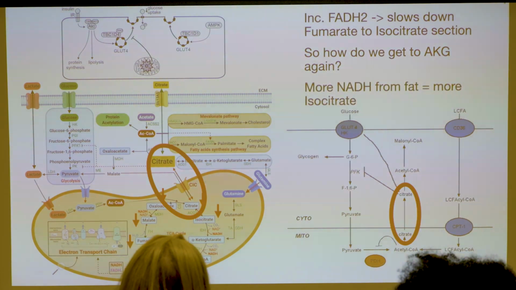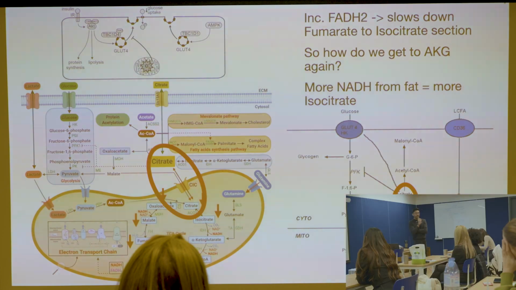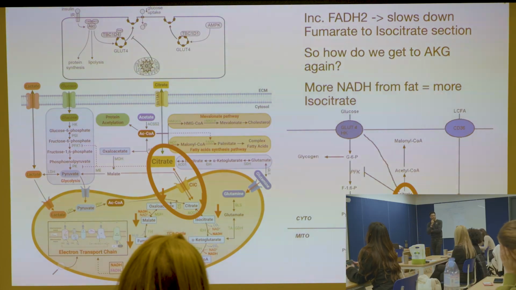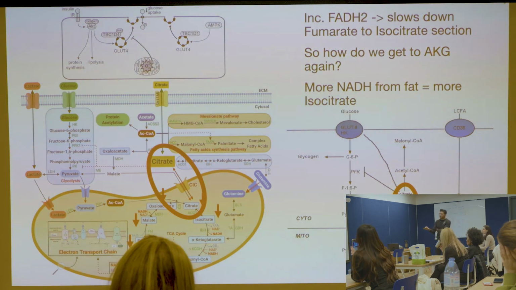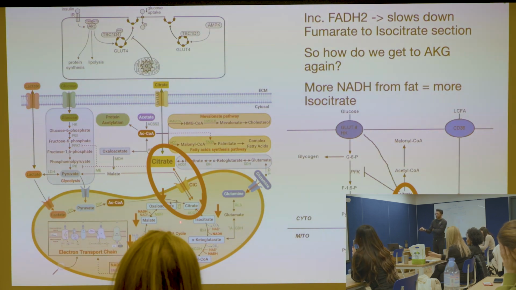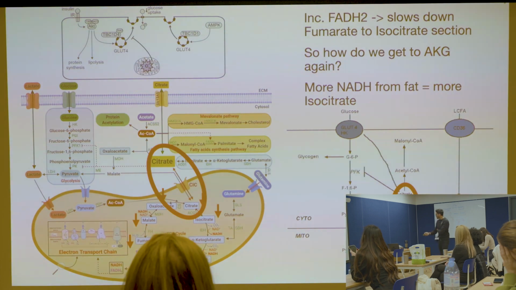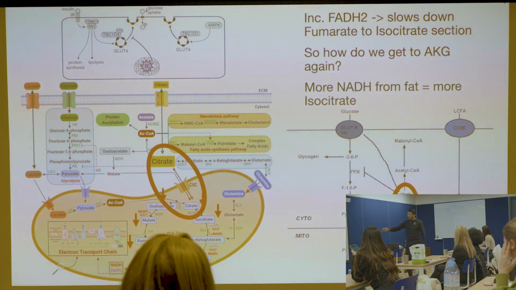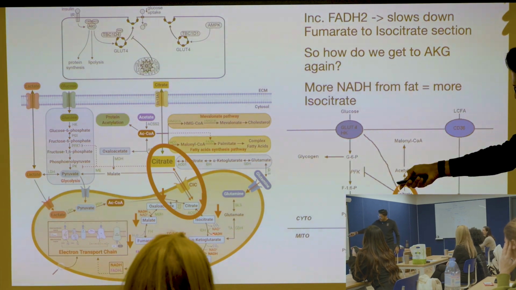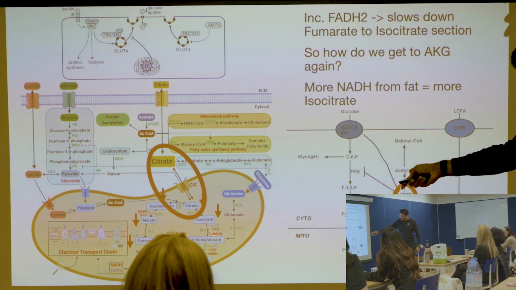And therefore, the citrate just builds up. And because we make more NADH from fat as well, hence why you can run longer on fat than glucose, by the way, because there's more energy available, you get more isocitrates built up. And the reason comes back to this. We're making more NADH from fat. Look at this here. The NADH is there.